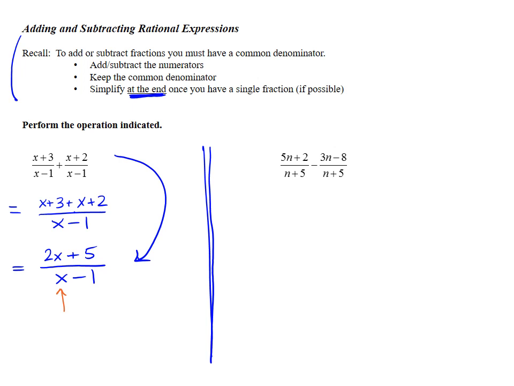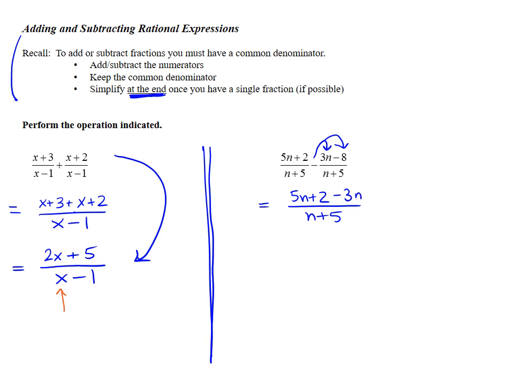In our second example, we have a subtraction problem, but luckily we do still have a common denominator. So I keep the common denominator and I subtract the numerators. And I do want to point out one thing here. When we subtract numerators, we need to subtract all of the second numerator. And that means distributing the subtraction.